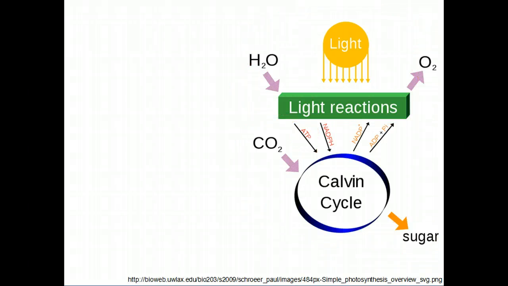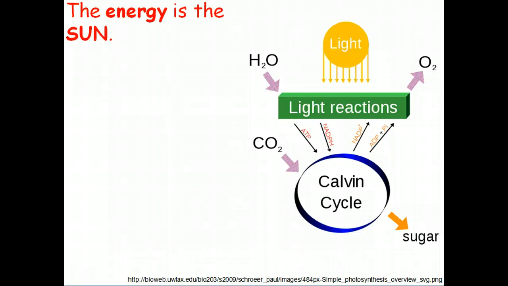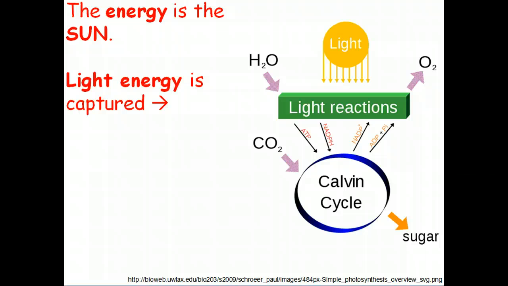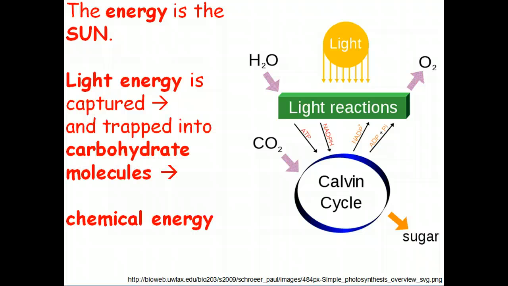Okay, so just briefly, we need to start with energy. Where will that energy come from? We said it's going to come from the sun. That sun energy is in the form of light energy. It's going to be captured and trapped inside this sugar molecule, so it's trapped into a carbohydrate molecule. It's going to go from a light energy source to a chemical energy source.